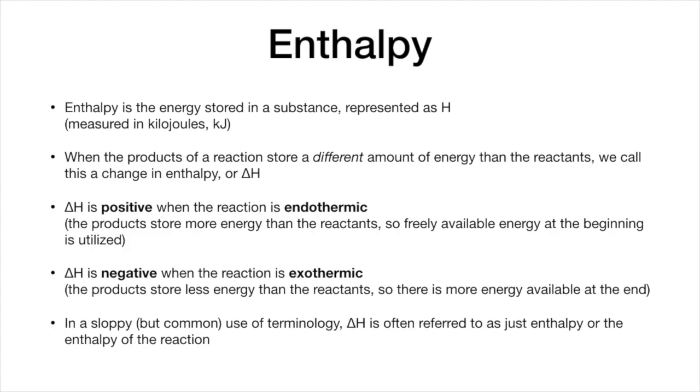So when the products of a reaction store a different amount of energy than the reactants, we call this a change in enthalpy, or delta H. If delta H is positive, then the reaction is endothermic. What that means is that the products are storing more energy than the reactants. So we're going to have to use freely available energy at the beginning of the reaction in order to accomplish that. We have to absorb energy.